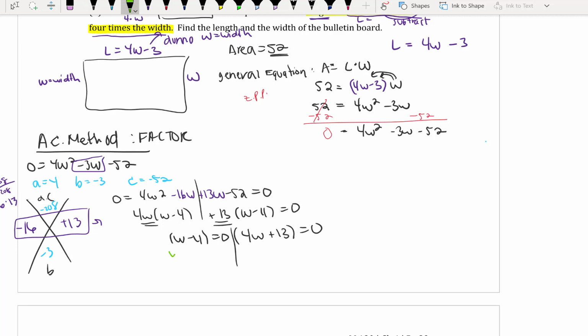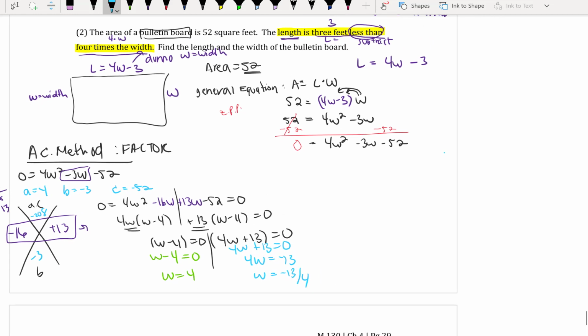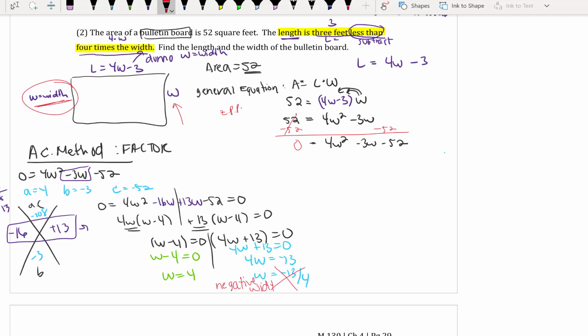So now I have that w minus 4 is equal to 0, so w is equal to 4. I also have that 4w plus 13 is equal to 0, so 4w is equal to negative 13, and w is equal to negative 13 fourths. So remember, our w was equal to a width. So width cannot be negative. You can't have a negative width. Measurement can never be negative. So the only thing that we have for an answer is w is equal to 4.